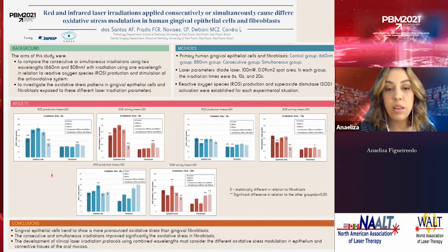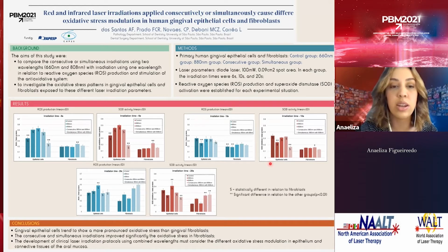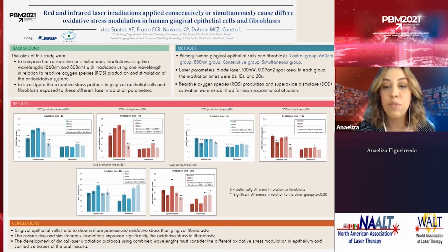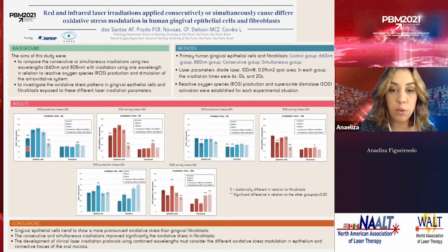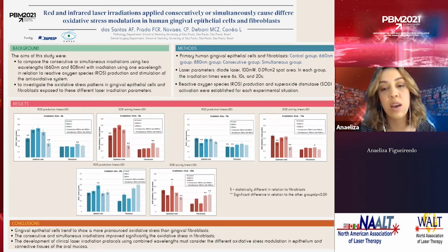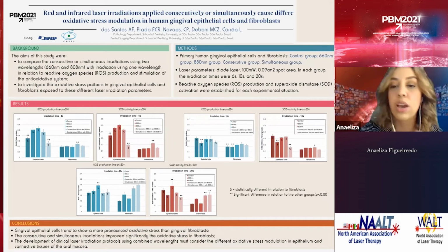At the time, the 6 and 10 seconds irradiation, epithelial cells produced significantly more ROS and activated more SOD than fibroblasts. At the 20 seconds irradiation, the simultaneous group led to more ROS production and SOD activation in fibroblasts than in epithelial cells. In the epithelial cells culture, the infrared group at the time 6 and 20 seconds irradiation showed the highest ROS production and SOD activation.